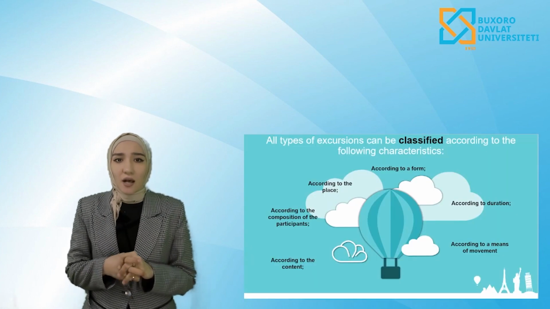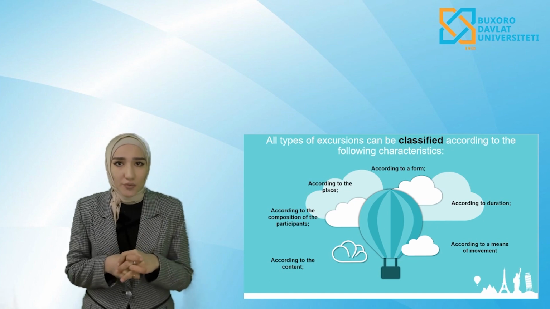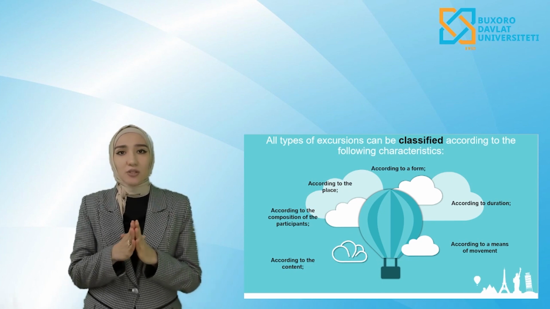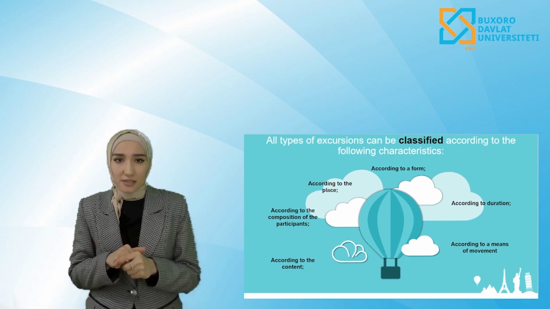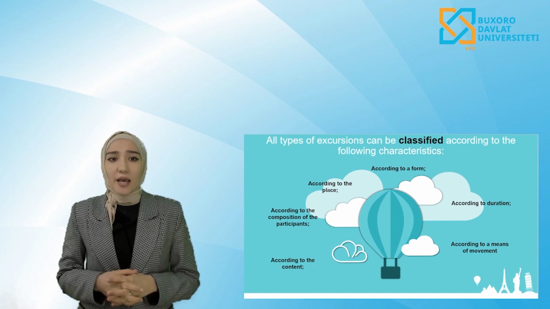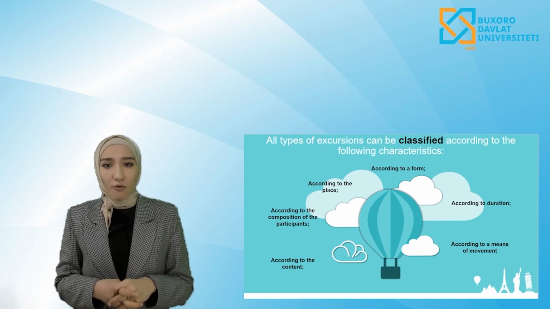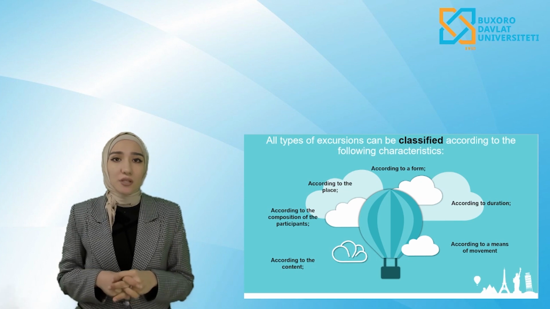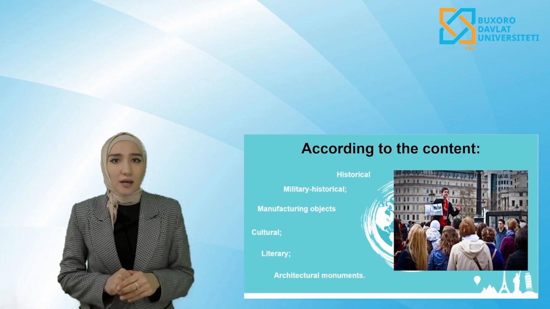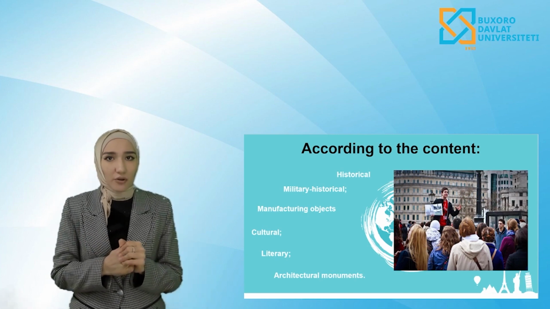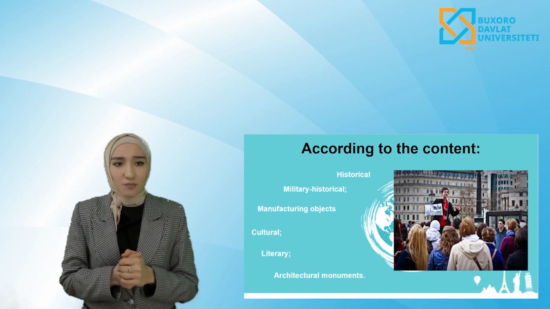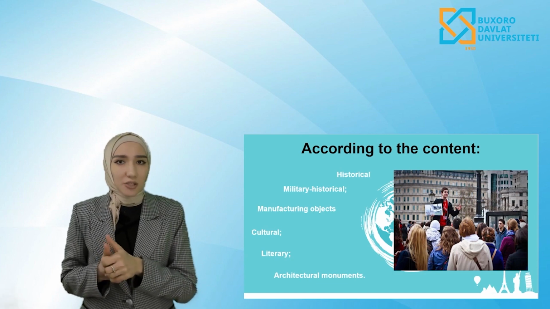So, the next one is classification of excursion services. All types of excursion services can be classified according to several characteristics. For instance, according to the content, according to the composition of participants, according to the place, according to the form, according to the duration, and according to the means of movement. So the first one is according to content. It means according to topic or theme of excursion. It can be historical, military historical, manufacturing objects, cultural, literary, and architectural monument.